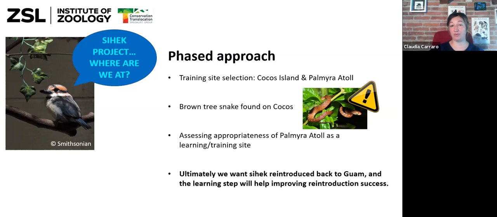But unfortunately, we had to drop Cocos, at least for now, because as you might have heard, brown tree snakes have been found on this island too. Palmyra has therefore become our choice, and we're now assessing its appropriateness as a learning training site. Our ultimate goal is to reintroduce Sihek back to Guam, and such a learning step will help improve reintroduction success.